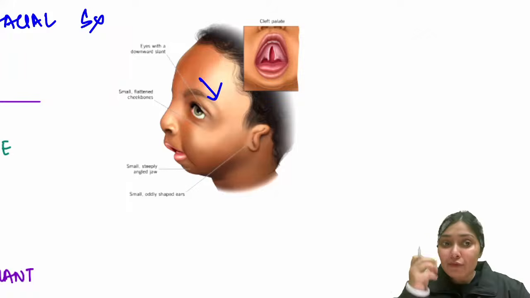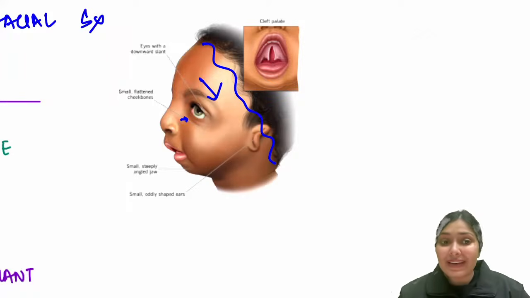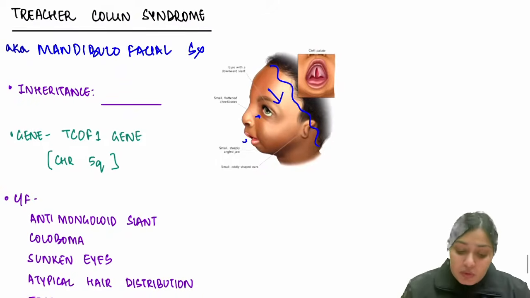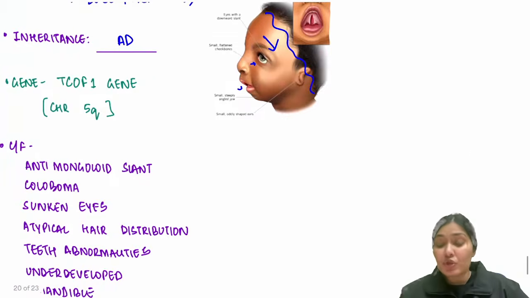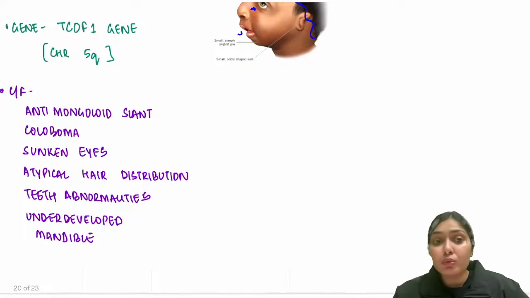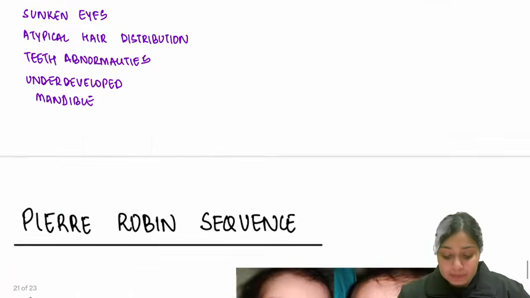In the eyes, they have coloboma. The eyes also look very sunken. Hair distribution is also very atypical. They have teeth problems, jaw problems, mandible problems. There is an underdeveloped mandible. Also, cleft palate is there. This syndrome has an autosomal dominant inheritance, and the gene that is affected is the TCOF1 gene, on chromosome number 5. We have anti-mongoloid slant, coloboma, sunken eyes, teeth abnormalities, and underdeveloped mandible.